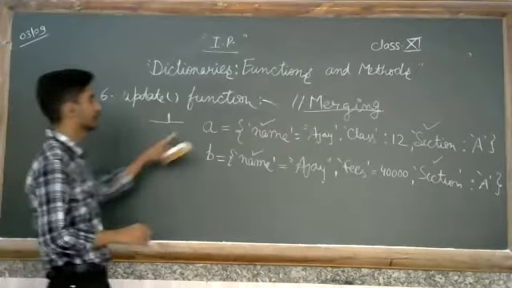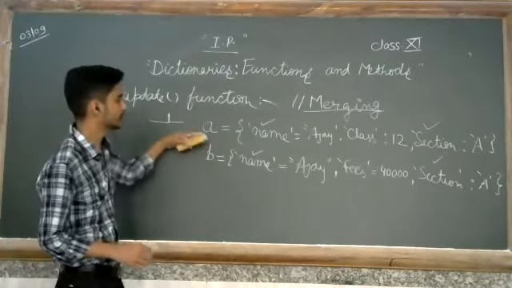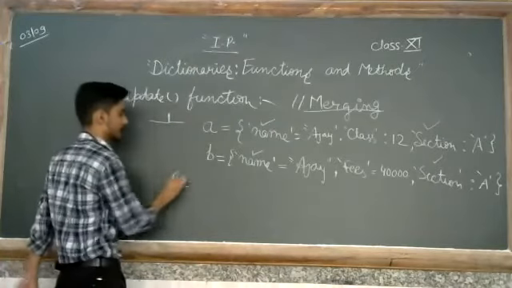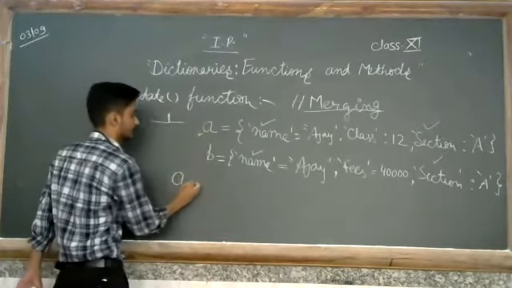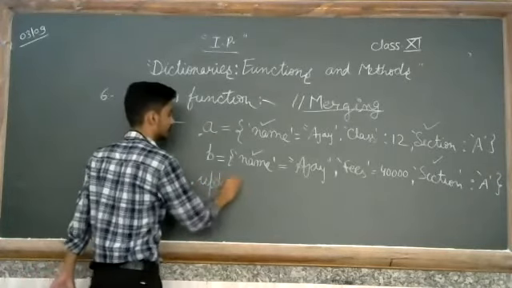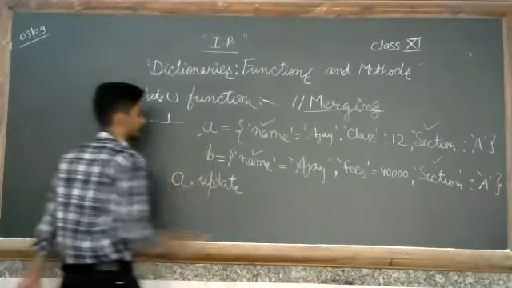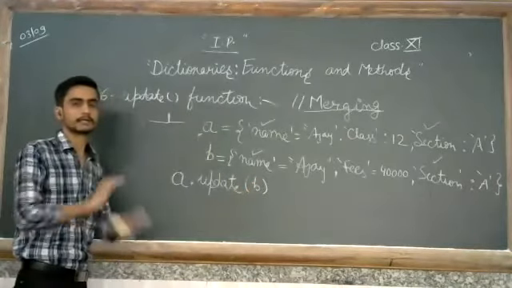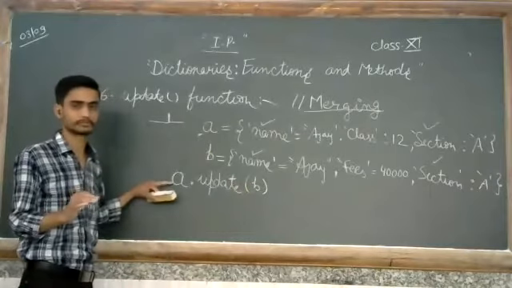So supposingly we want to insert this B's data to A. So I will write targeted dictionary here. Targeted dictionary is my A. A dot update, and simply I will pass this B. That's it. Nothing to be worried about.